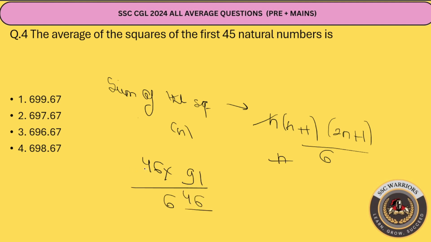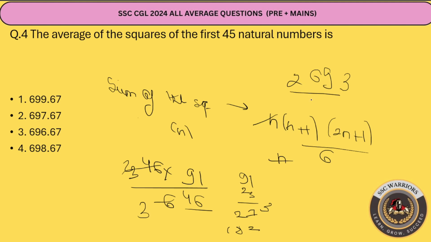Now cancelling by 3, 46 by 2 is 23, 91 into 23, that is 2093, divided by 3, that is 697.67.